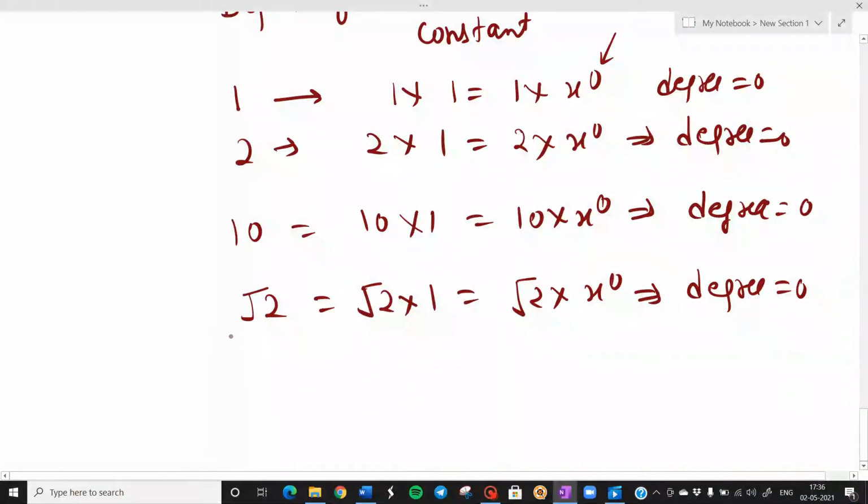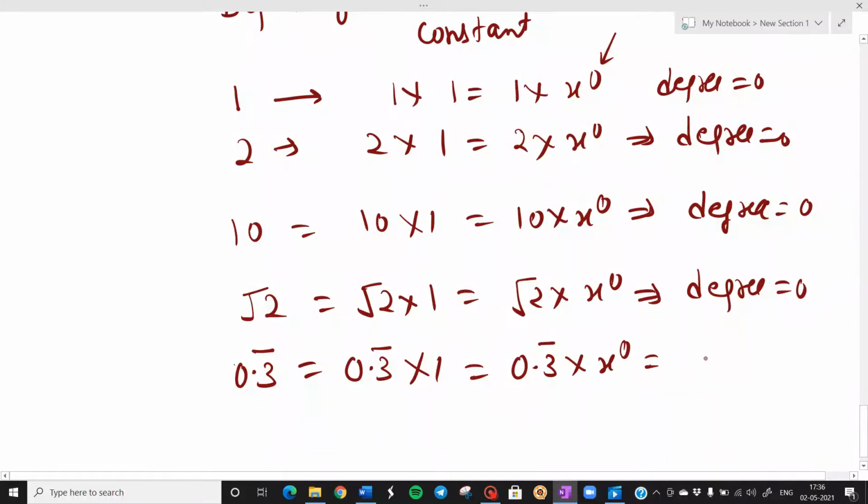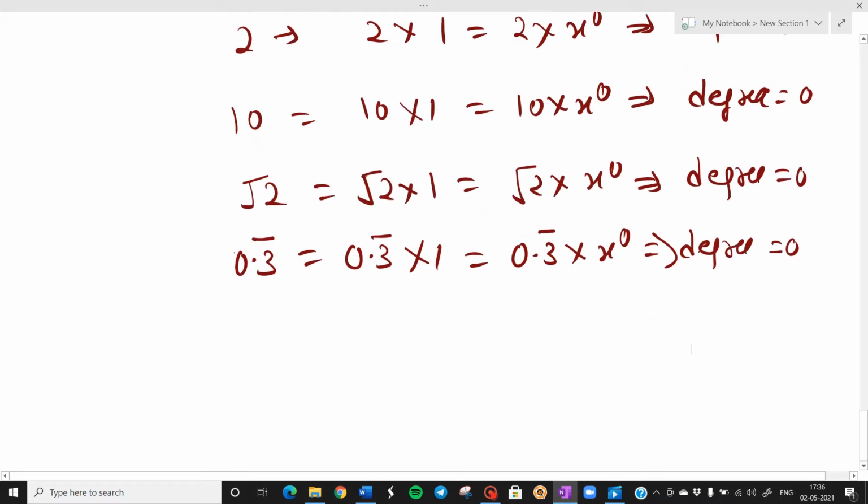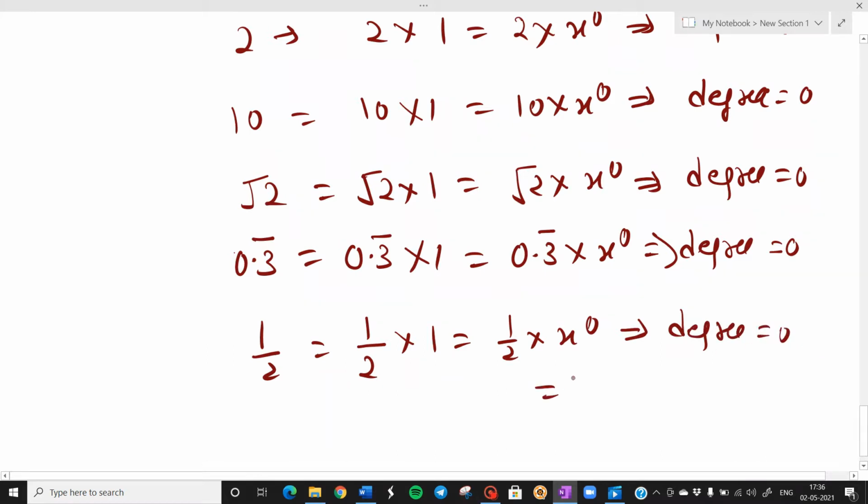We can also take here some rational number, 0.3 bar. This can be written as 0.3 bar into 1. Further, we can write 0.3 bar into x power 0. That is, the degree is 0 because the highest power of the variable is 0. I am taking 1 by 2. 1 by 2 can further be written as 1 by 2 into 1, that is 1 by 2 into x power 0. So the degree is 0 in this case.